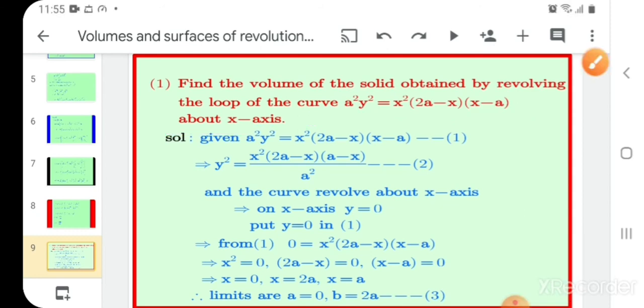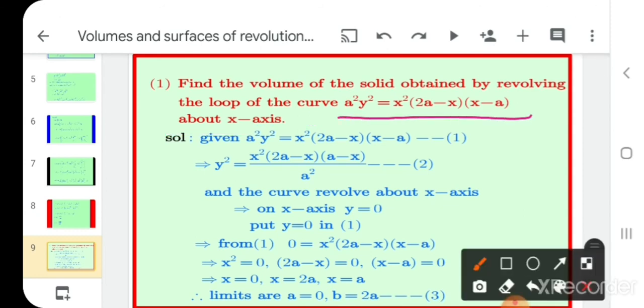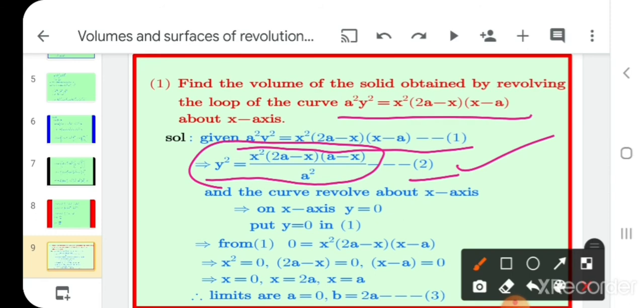First I write the given equation. What is the given equation? A square y square equals x square into 2a minus x into x minus a. Let this be equation number 1. Then what are the values we have to find? A, b, the limit values, and the y square value. From 1 I write the value of y square only. I let this be equation number 2.